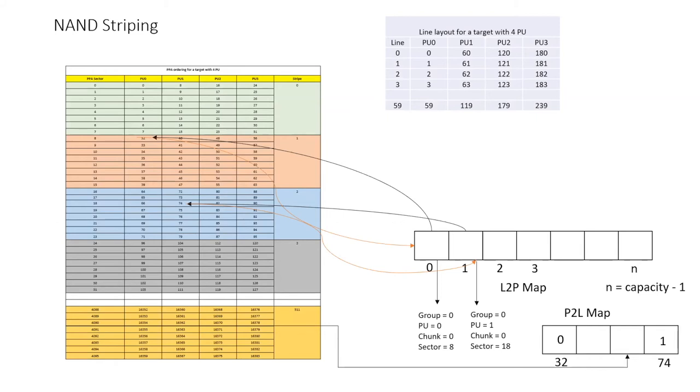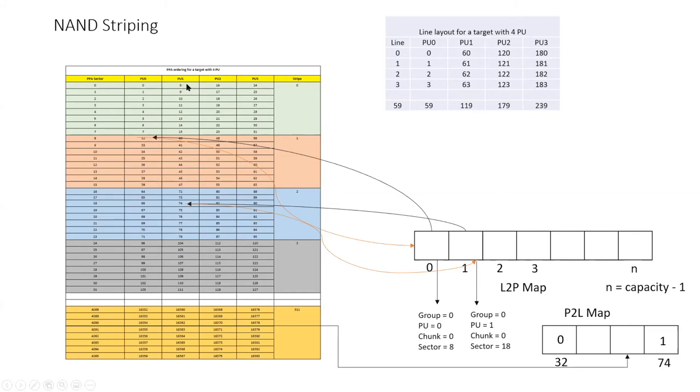This is the internal striping that we do. In the top left corner, what do you see is the line layout. A line is basically, we take a chunk from each PU and create a line to have this striping. Remember, we created the target with four PUs and each PU had 60 blocks or 60 chunks. If we see here, line 0 consists of chunk 0 of PU 0, chunk 0 of PU 1, chunk 0 of PU 2, and so on, and chunk 0 of PU 3. We mark them in a flat incremental manner for our understanding, but they are basically chunk zeros of each PU.